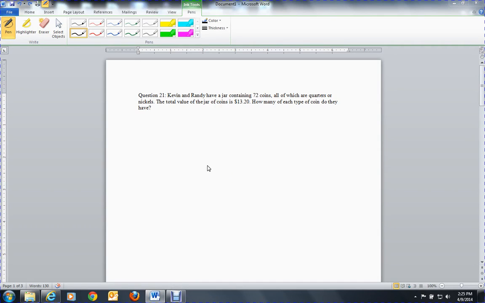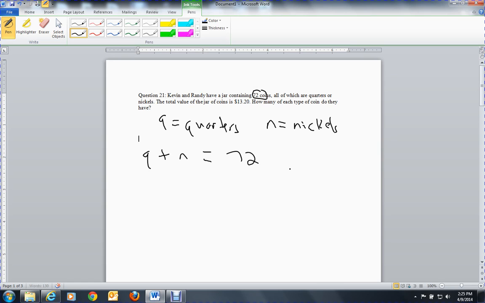Okay, let's look at this example. Candy and Randy have a jar containing 72 coins, all of which are quarters or nickels. Let's say that Q represents quarters, and N will represent nickels. So one equation we're going to have is for the number of coins. If we take Q plus N, when we add those together, we're going to have a total of 72 coins. That's one equation.